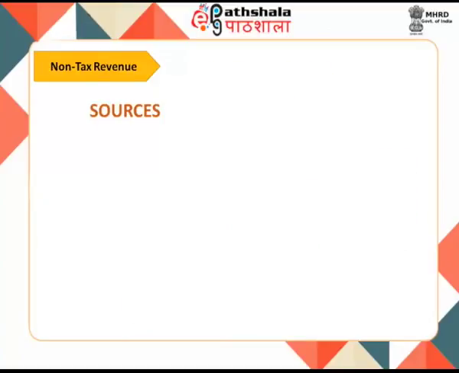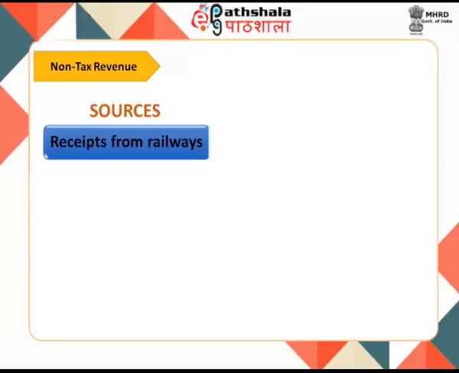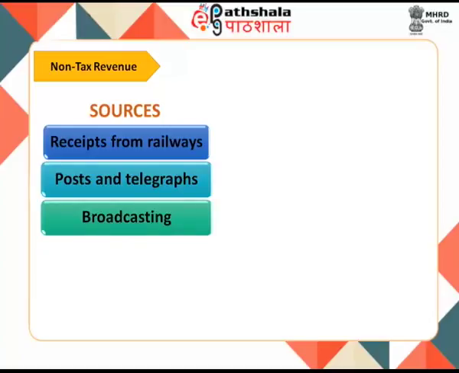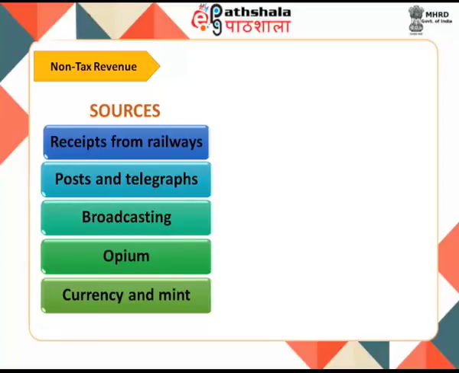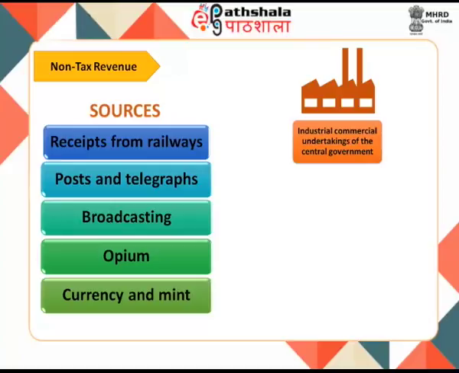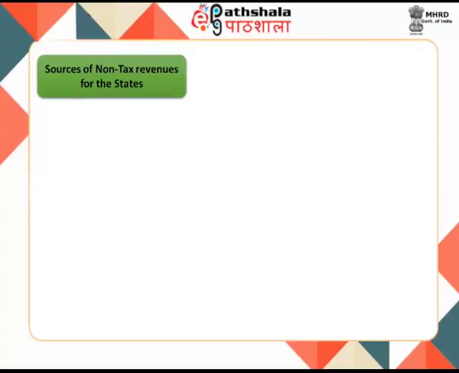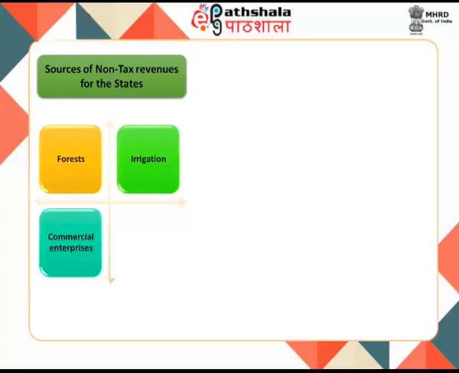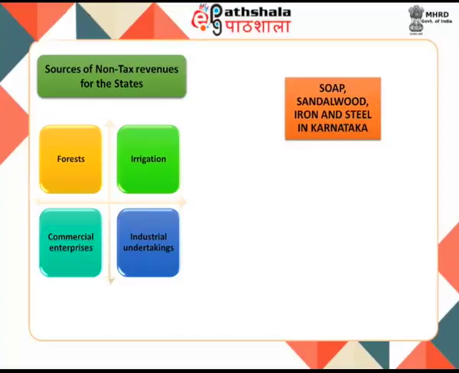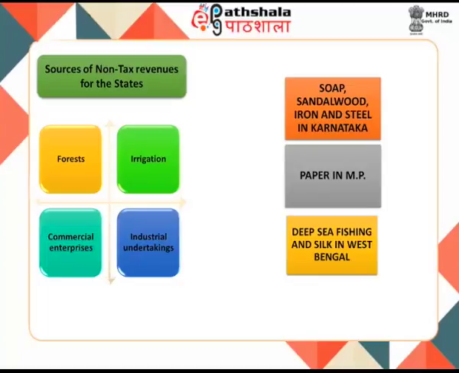Non-tax revenue. Sources of non-tax revenues for the Union are the receipts from railways, posts and telegraphs, broadcasting, opium, currency and mint, and industrial commercial undertakings of the central government relating to the subjects over which the Union has jurisdiction. Sources of non-tax revenues for the states are forests, irrigation, commercial enterprises, and industrial undertakings such as soap, sandalwood, iron and steel in Karnataka, paper in Madhya Pradesh, deep sea fishing and silk in West Bengal.